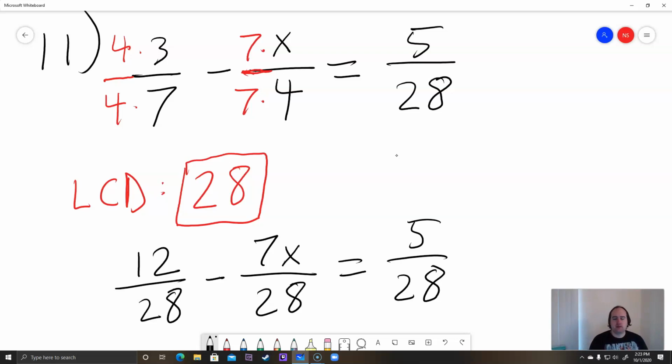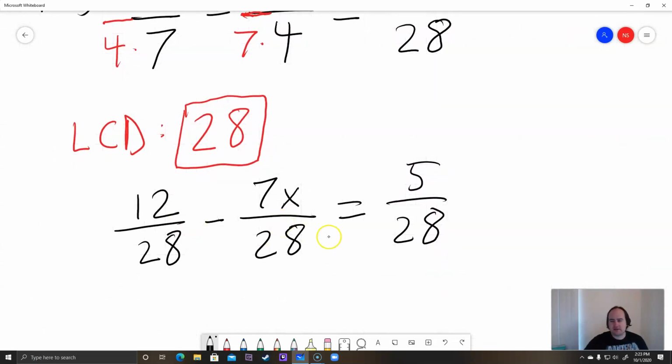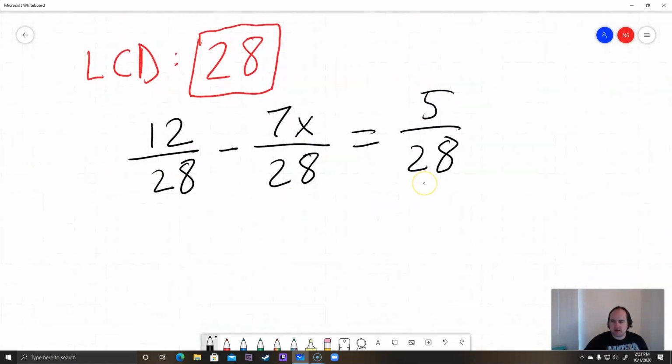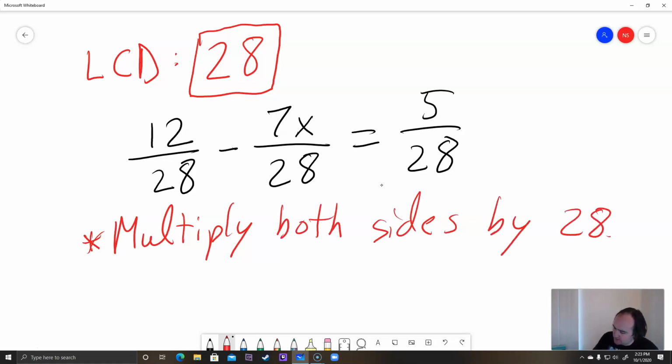Okay? And then you can actually do a nice trick here. Because every single fraction has exactly the same denominator, probably the easiest way to finish the problem now is to multiply everything by the denominator. Okay, so multiply both sides by 28, which is actually our LCD.